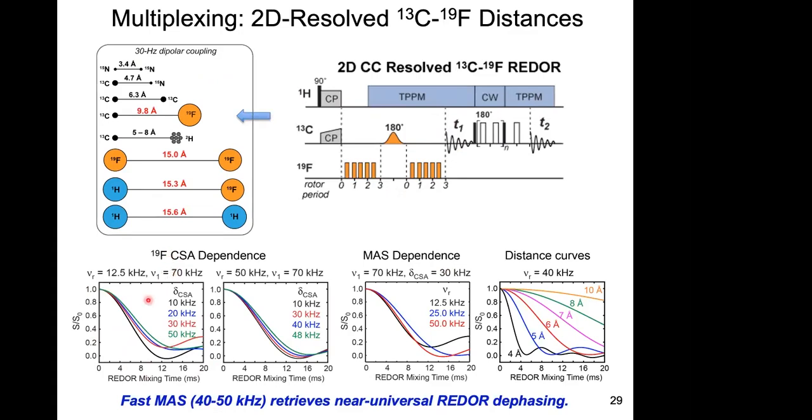If you have large CSA and you're not spinning too fast, then you're deviating from the perfect REDOR situation. The remedy is to simply spin up as fast as the fluorine CSA would require. So that's this diagram. Here I'm showing that if you spin at 50 kilohertz, then even if you have a very large CSA, my REDOR dephasing will be pretty good. So these numerical simulations predict very well what you would find.